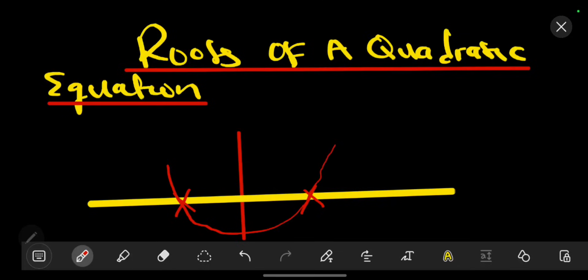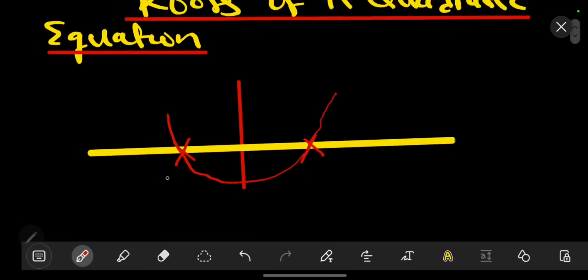Now under this topic we are going to be looking at the product of the roots and the sum of the roots. If you look at this, you have your x-axis and you have your intercept at this point, and another intercept at this point. The first intercept we are going to call alpha, the second intercept we are going to call beta. These are the roots of a quadratic equation. So this is how we do it.